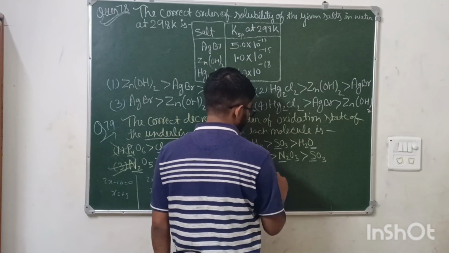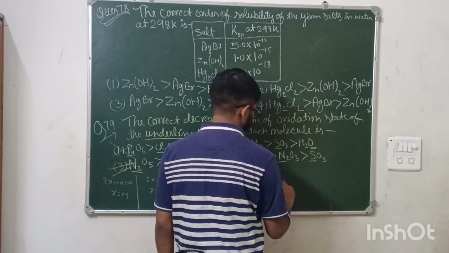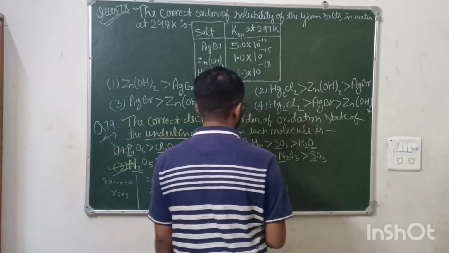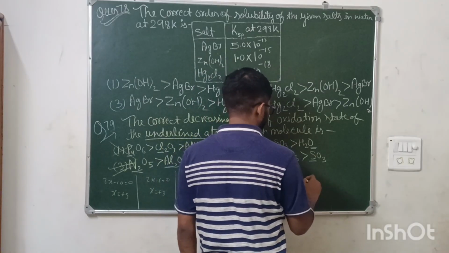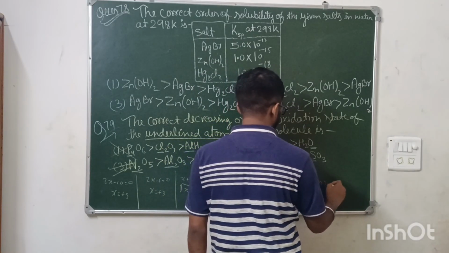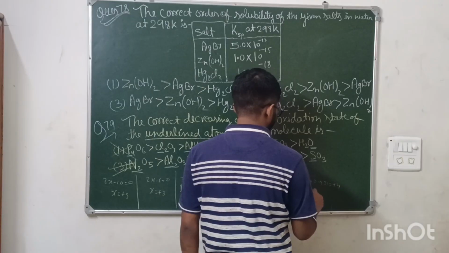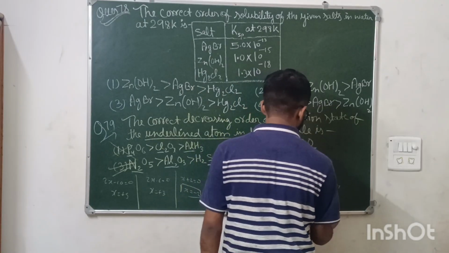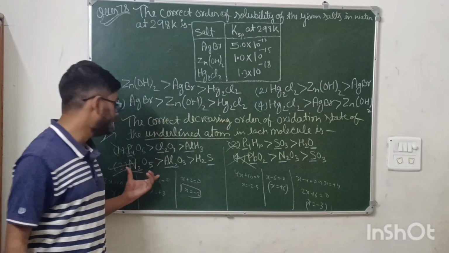For this, x minus 6 is equal to 0, x is +6, means the order is not greater than this, so the second option also cancels. For the fourth, if you see P4O10, x minus 4 is equal to 0, x is +4. And for this, 2x plus 6 equal to 0, x is -3. Here also the order is not satisfied, so option number 4 is wrong. Option number 3 is the answer.